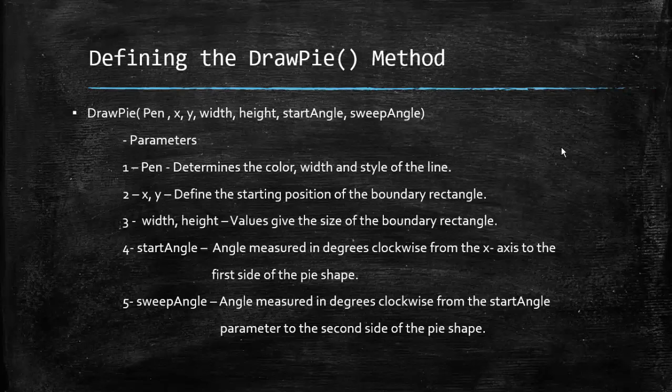4. Start angle. It is the angle measured in degrees clockwise from the x-axis to the first side of the pie shape. 5. The sweep angle. This is the angle measured in degrees clockwise from the start angle parameter to the second side of the pie shape.